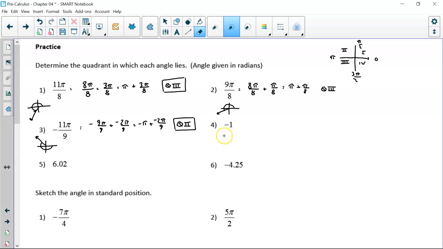Number 4, that's negative 1 radian. Now, it's going to take a little over 3 to get halfway. So that means a quarter of the way is approximately a little bit more than 1.5, or negative 1.5 in this case. So that means we're only going back 1 radian. So we're going to be in quadrant number 4.